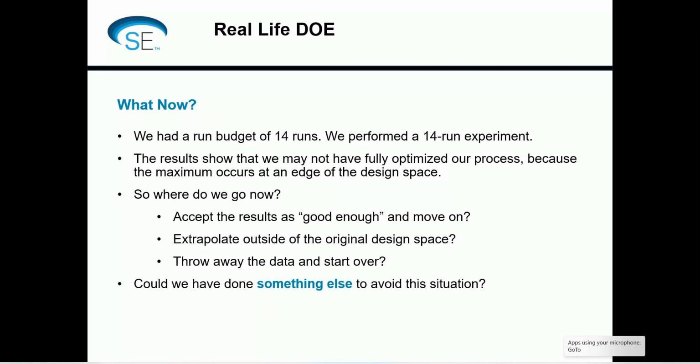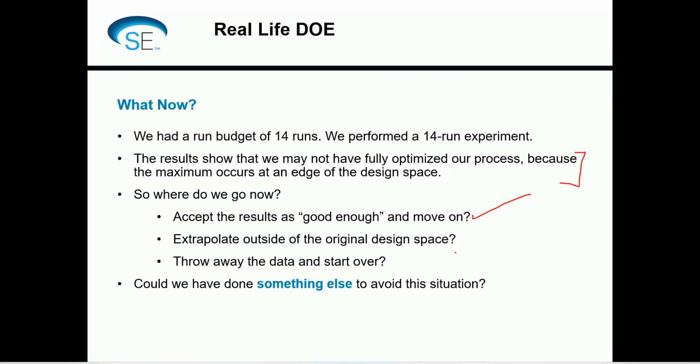So what now? Well, we had a run budget of 14 runs, and we did a 14 run experiment. And the results show, as I said, that we may not have fully optimized our process, because the maximum occurs at the edge of the design space. So the question is, where do we go now? Do we just accept the results as good enough and move on? In some cases, that's fine. Some people will say it's close enough to what we were looking for, and we don't really need to go any further.